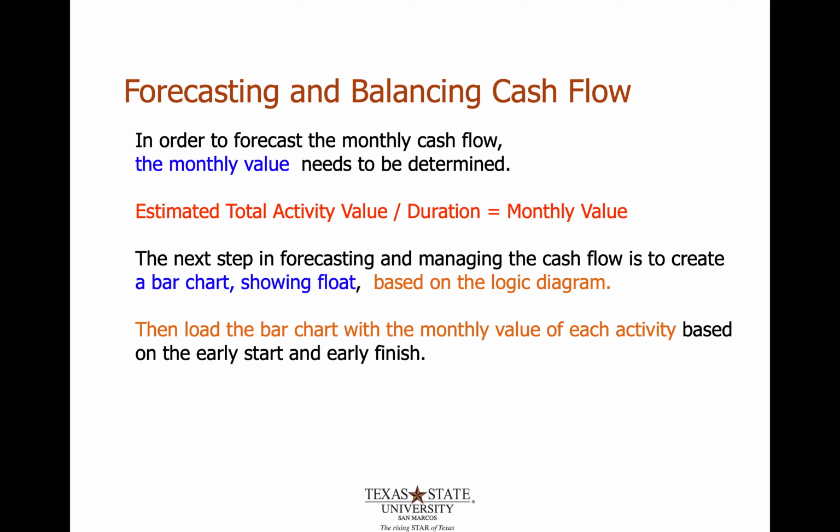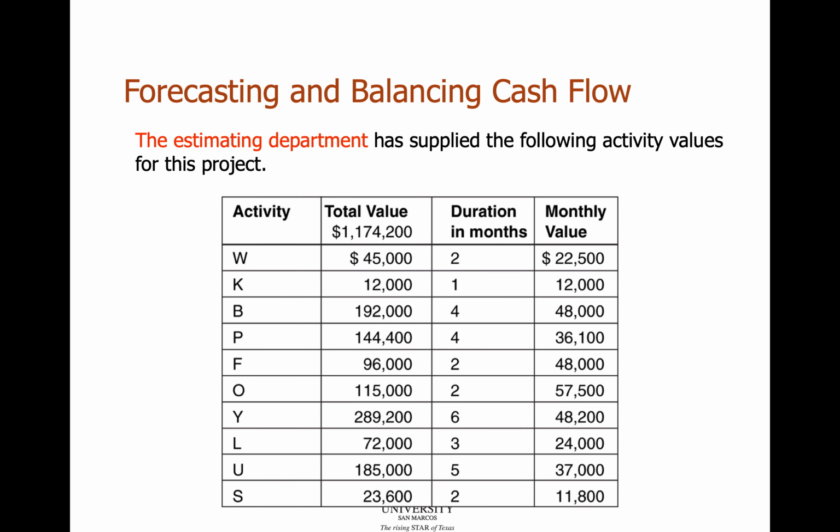So then the next step in this forecasting is to create a bar chart which shows float based on the logic diagram. We just previously learned this a few chapters ago on how you take the CPM network-based schedule and convert that into a bar chart. Then the next step is to load the bar chart with the monthly value of each activity. What that specifically means is to literally just write these numbers, the 22.5, the 12, the 48, on the bar itself.